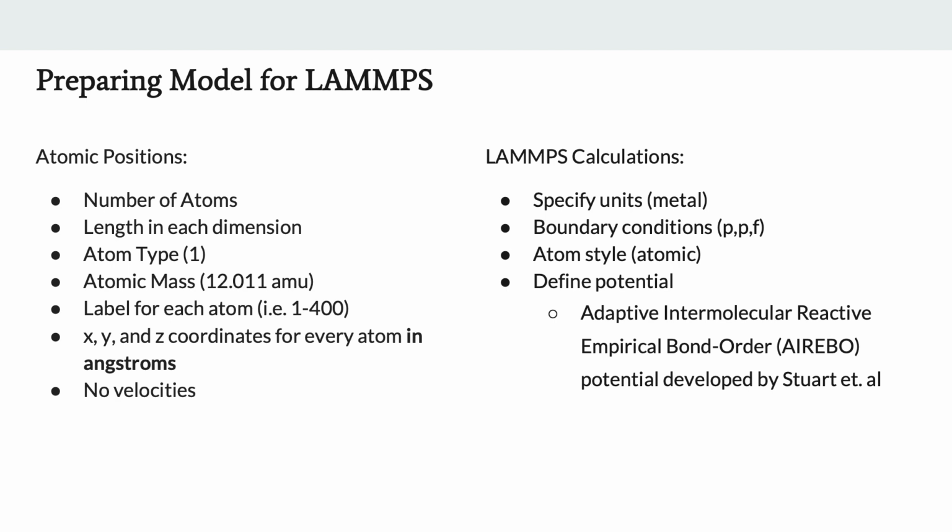The boundary conditions were also specified as periodic in X and Y and fixed in Z, as the stress for my purposes should not be applied in the Z direction. The atom style was input as atomic, which basically just affects what quantities are associated with each atom in the simulation and what is actually contributing to the measurements. And finally, I defined the potential as the potential I described before, the adaptive intermolecular reactive empirical bond order, and then I was ready to perform calculations.